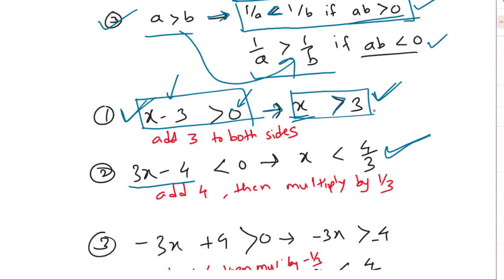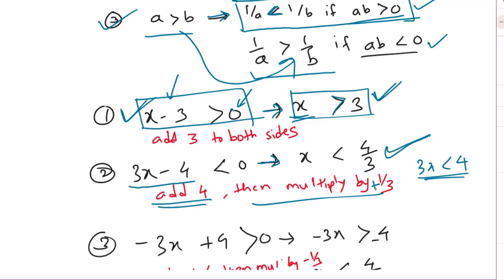Next example is 3x minus 4 is less than 0. So this implies that x will be less than 4 by 3. Here what we have done is that we have added 4 to both sides. So the inequality will be 3x is less than 4. And then we have multiplied by 1 upon 3.